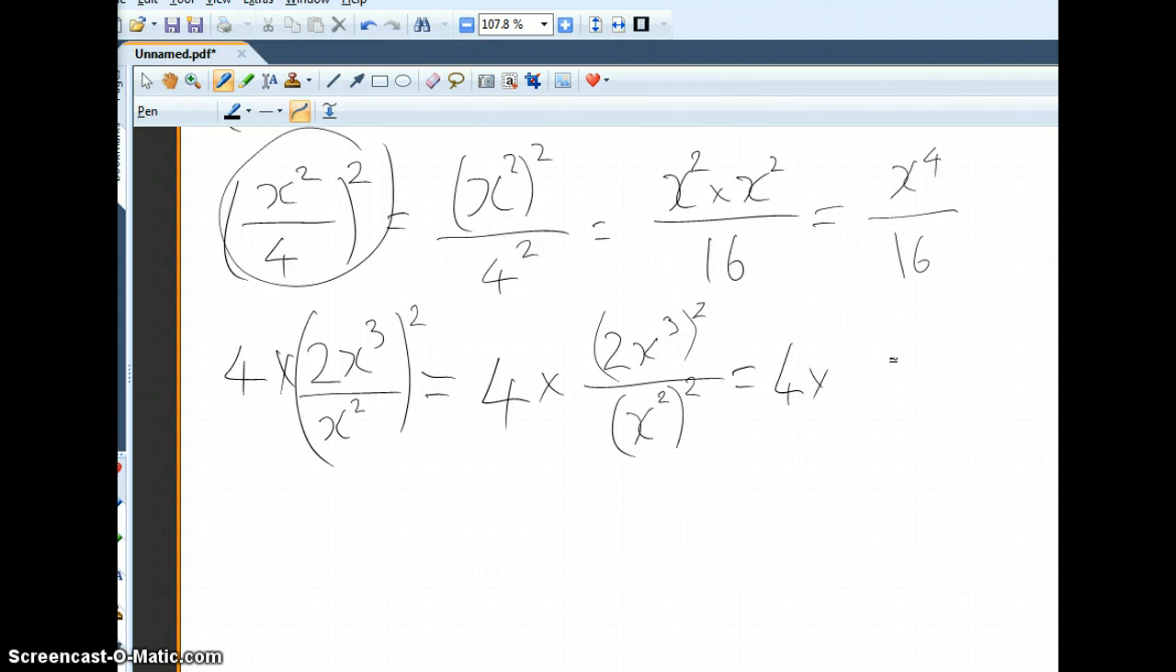Square the top line. So the top line, the 2 gets squared, and the x cubed also gets squared. Now remember, I can write that out twice. X cubed times x cubed, because it's being times by itself. Go to the bottom line, and x squared squared is the same as x to the power 4. I showed you that here. Okay? It's equal to x to the 4. So I'm just going to write that in there.